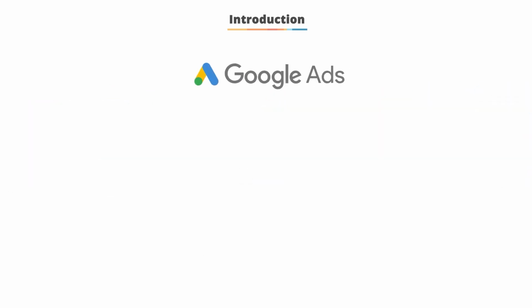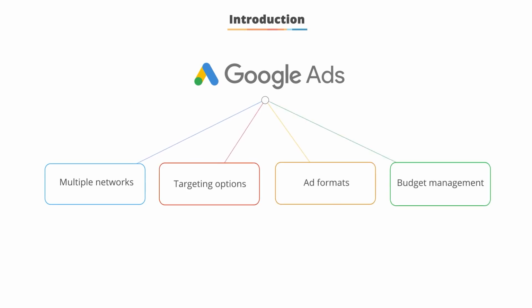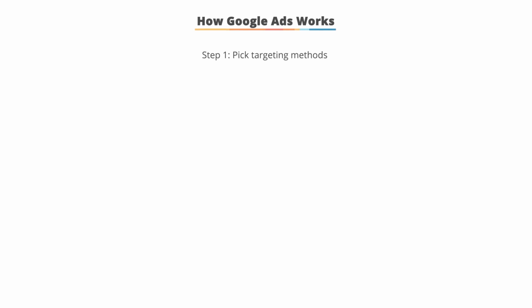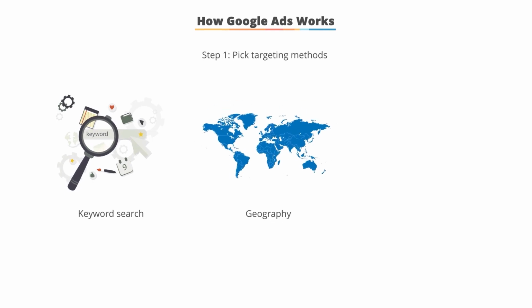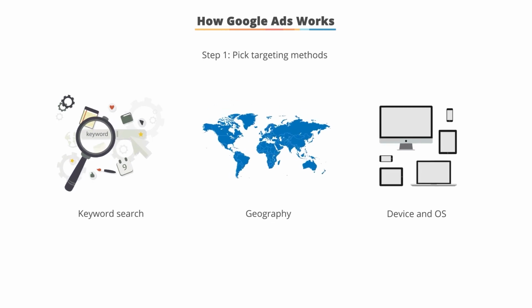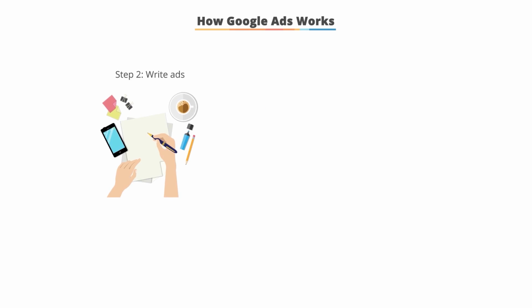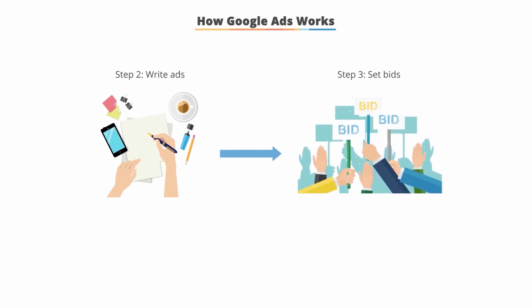Now, Google Ads is a complex system made up of multiple networks, targeting options, ad formats, budget management, and so forth. So we need to take a look at how the system works to ensure you're targeting the users who can turn into customers. Now, it starts with picking targeting methods. This could be a user searching for a keyword in a specific geography on a specific device and operating system. So we'll get more into targeting methods as we go through our lessons, so you can write effective ads for those targeting methods. You set a bid for how much you're willing to pay if someone clicks on your ad.